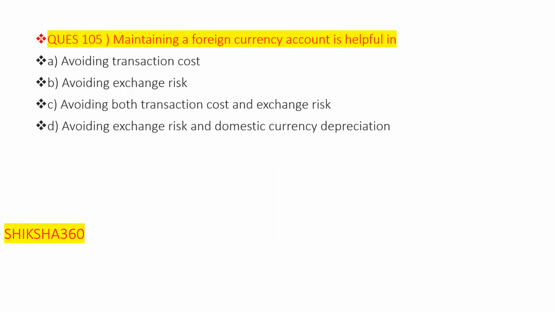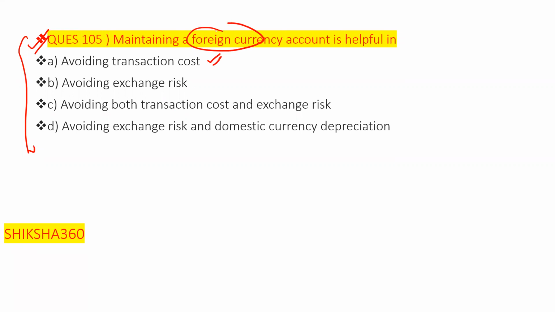Now move to question number 105. Very, very easy question. Maintaining a foreign currency account is helpful in: avoiding transaction cost, avoiding exchange risk, avoiding both transaction cost and exchange risk, or avoiding exchange risk and domestic currency depreciation. So first one is avoiding transaction cost. This one is correct.